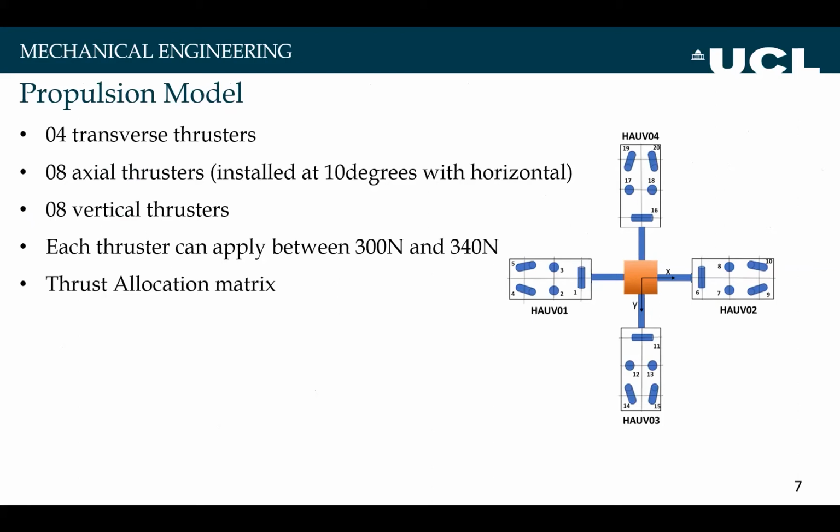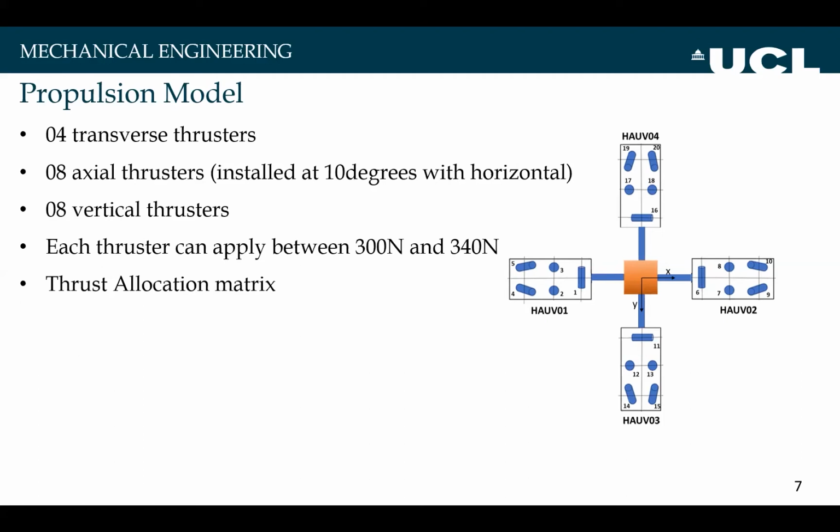As I told you earlier, the propulsion model for this system would have 4 transverse thrusters, 8 axial thrusters, which are installed at 10 degrees with the horizontal, so they will have components in both x and y direction, and 8 vertical thrusters. Each thruster can apply between 300 Newton and 340 Newton. The 300 Newton is the operating value, and 340 is the maximum value, which was tested for the Minerva HAUV at NTNU.